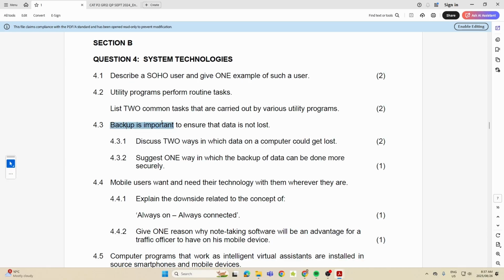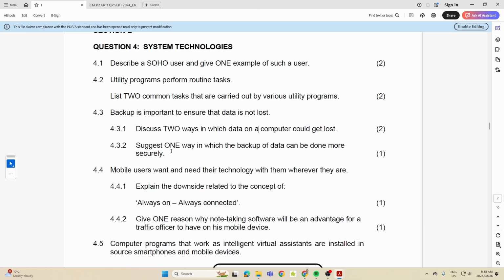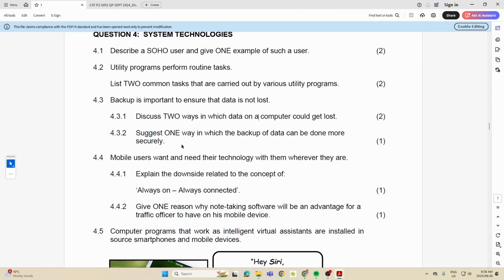Okay. Then they talk about backups: discuss 2 ways in which data on a computer could get lost. So things can be deleted, files can become corrupt, data can be accidentally deleted, you can have a hard drive failure. So how do we back that up, right? And you can suggest any one of those ways. Now, I do have another video coming out where I look at these terms, what is meant by discuss, suggest, explain, things like that. So please go and check that out when it comes up.